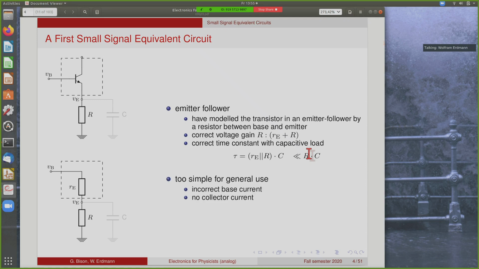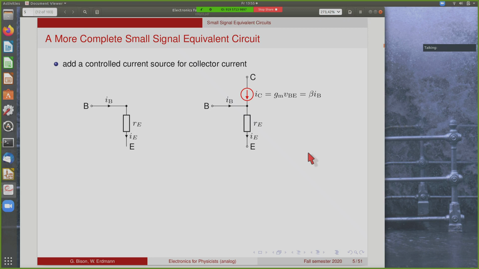Now for general use, this picture is too simple because clearly certain things are missing. It doesn't give you the correct base current, and it doesn't have anything to say about the collector current. So in the next slides, we'll start developing a better picture. This is done by adding a current source between the base and the collector, which is controlled by the base emitter voltage. So the proportionality factor is, of course, GM. Or if you want to look at it as a current-controlled current source, it'll be beta times the base current.